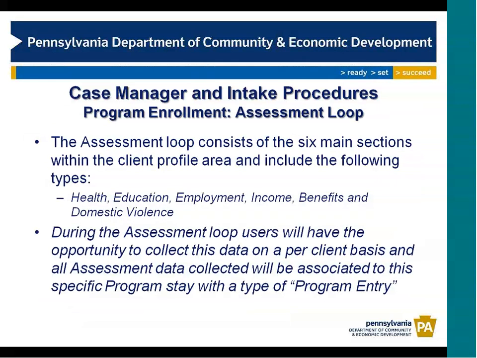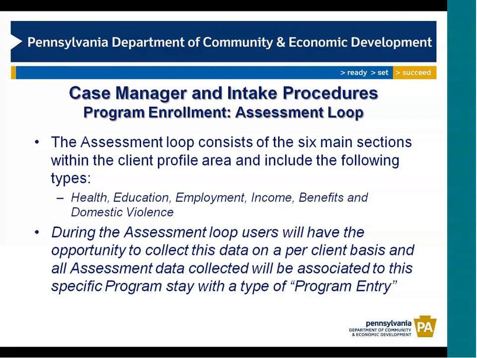Once those two checks are done with and our confirmation screens are done with, the system will launch into what we call an assessment loop, in which all required as well as optional program-specific data elements are displayed to allow the proper data collection prior to enrollment occurring. Now, all the 6 main sections within the client assessment area will, again, be prompted for, and that includes health, education, employment, income, benefits, as well as domestic violence.